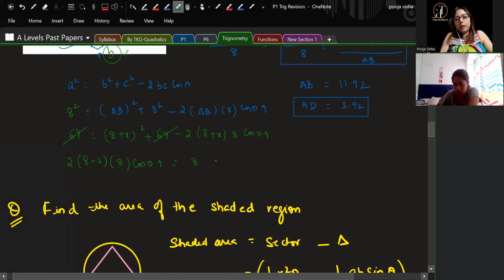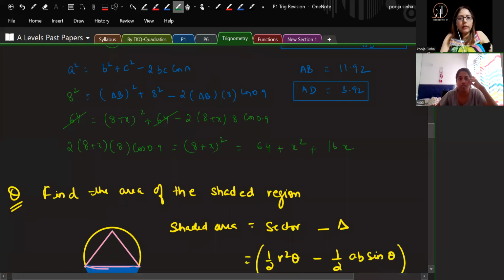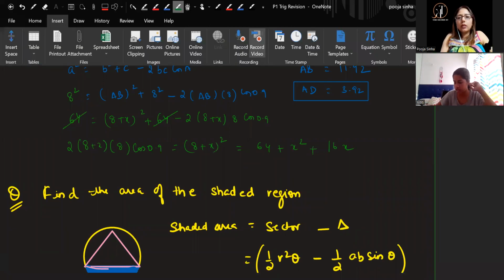So what we get is 8 plus x into 8 cos 0.9 on one side, equal to 8 plus x whole square on this side. If we open this, it becomes 64 plus x square plus 2 AB, so 16x is equal to 16x, am I right? Are you able to solve this or not? Yeah, I think I got it.